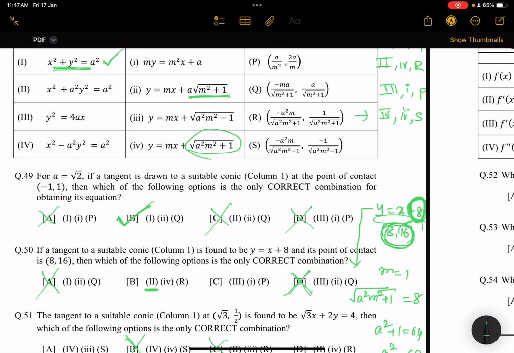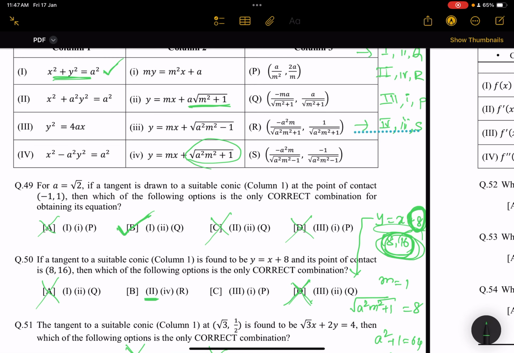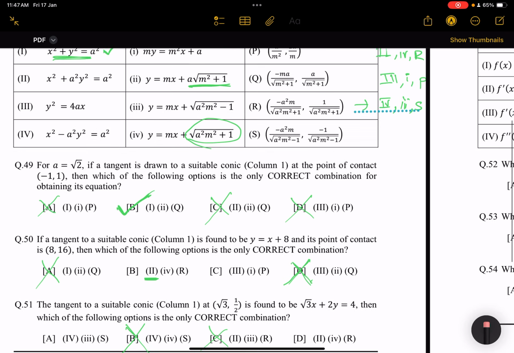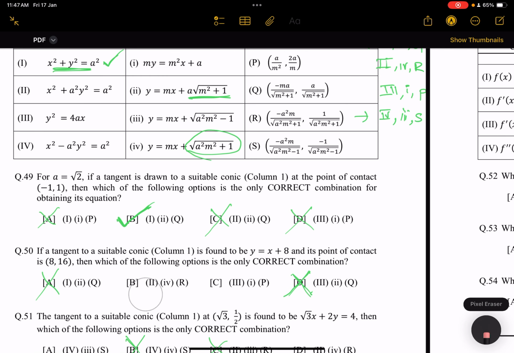Now again, if it is an ellipse, this point of contact (8, 16) should lie on the ellipse. So 8 square is equal to a square into 1 minus 256, which is 16 square. So this is negative. That forces a square to be negative, but a square can never be negative. It is a square of a number. So again, our assumption that it is an ellipse is wrong. So option B cannot be correct. So the only option left is option C. So it is a parabola.